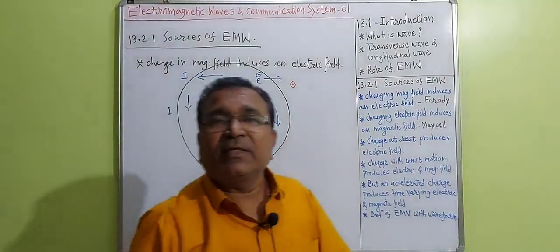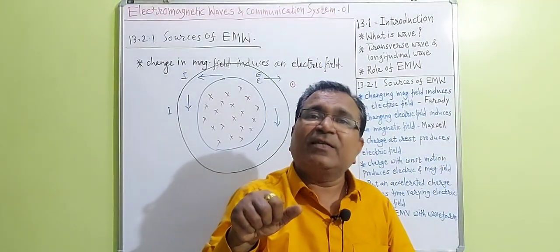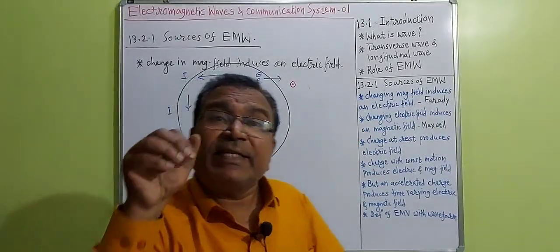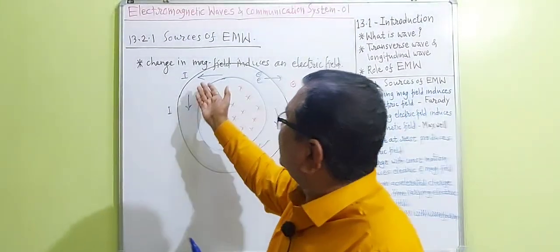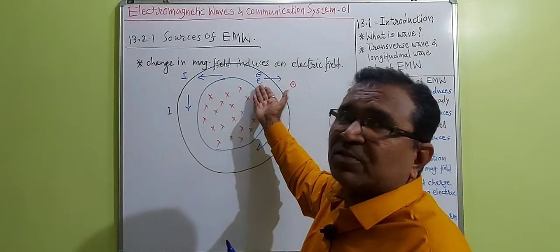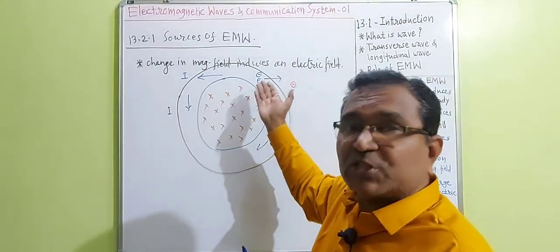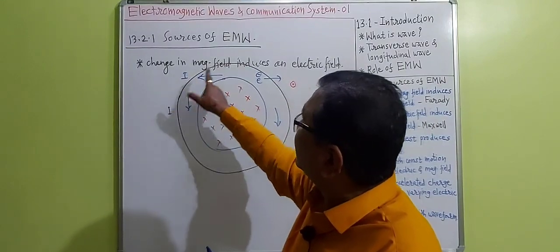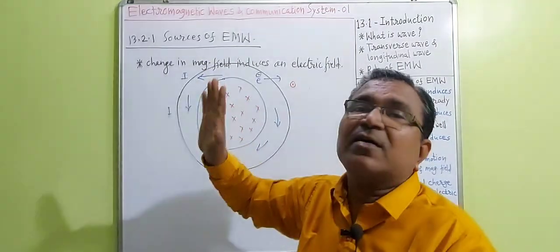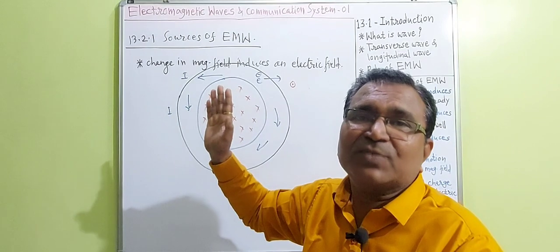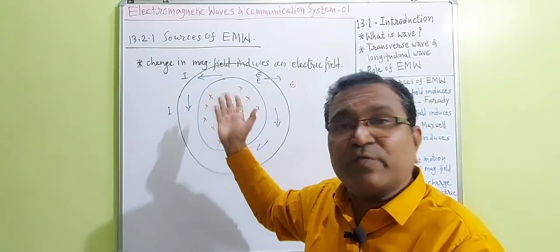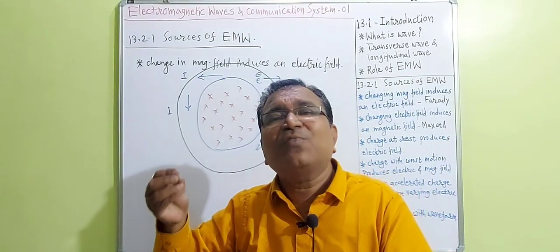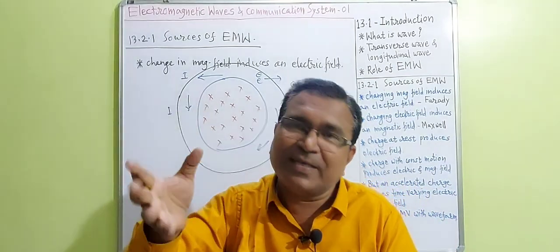And in this way, a change in magnetic field induces an electric field. As soon as the current is moving like this, it clearly indicates that electrons are always moving opposite to the direction of the current, and as soon as there is a moving charge, there should be a production of electric field.